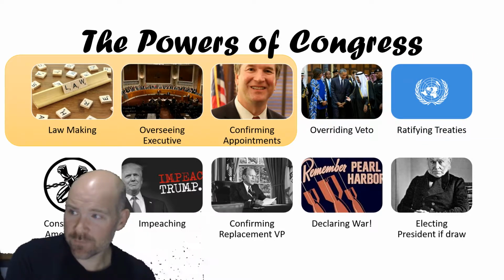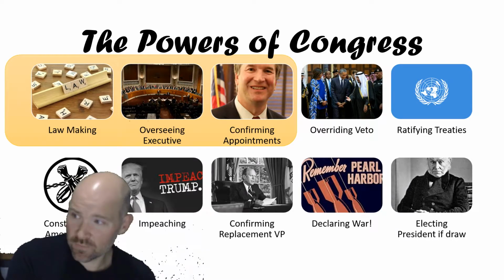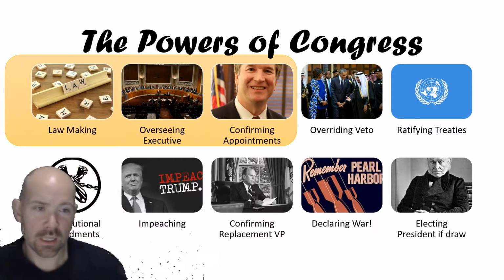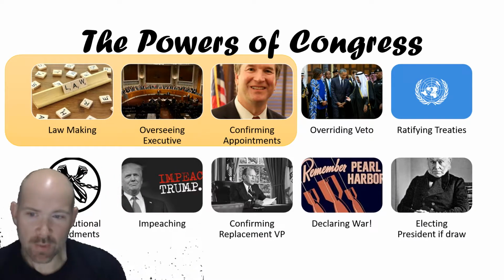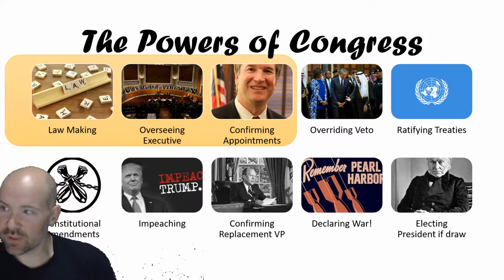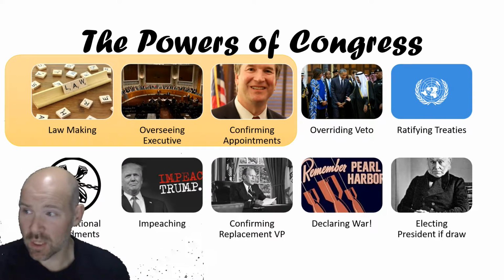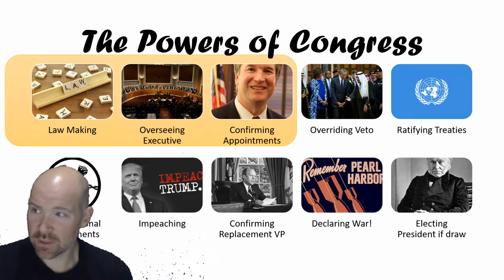The big three are the first three. This is what they spend most of their time doing: making laws, overseeing the executive, confirming appointments. All of the others are more as and when they come along. They're not the constant things that they would be doing. They're always there as available things that they could do, but most of the time they spend their time doing the first three.